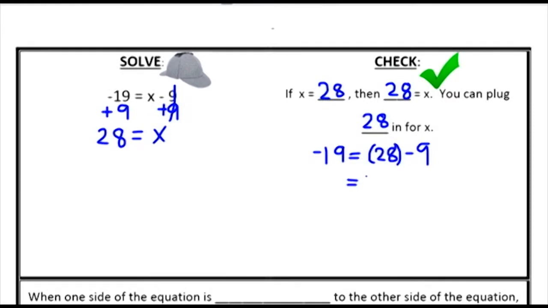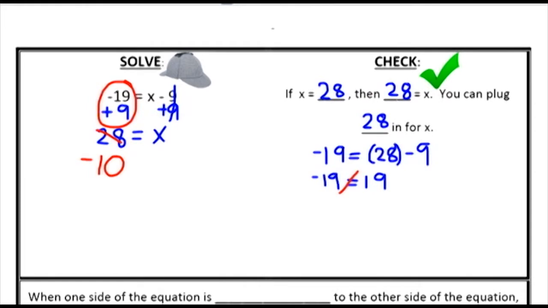Does negative 19 equal positive 19? This is where checking our solution really pays off. These are not equal. This is not a true statement. That means I made a mistake. Negative 19 plus positive 9 should give me negative 10 instead. I made a mistake. When you find a false statement where two values don't equal each other, go back, check your work. This is why we show our work, so we can make corrections and fix our errors.